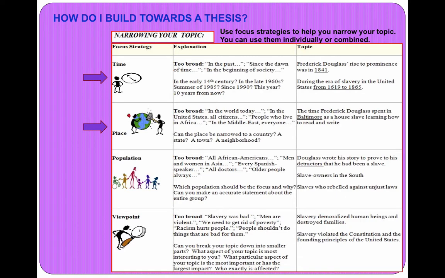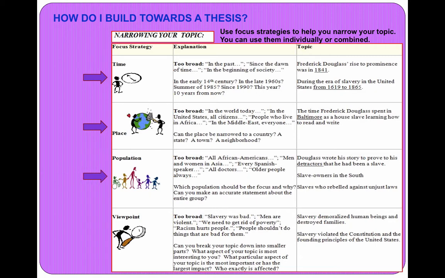Place. Too broad. In the world today. In the United States, all citizens. People who live in Africa. In the Middle East, everyone. So, can the place be narrowed to a country, a state, a town, a neighborhood? Example, the time Frederick Douglass spent in Baltimore as a house slave learning how to read and write.